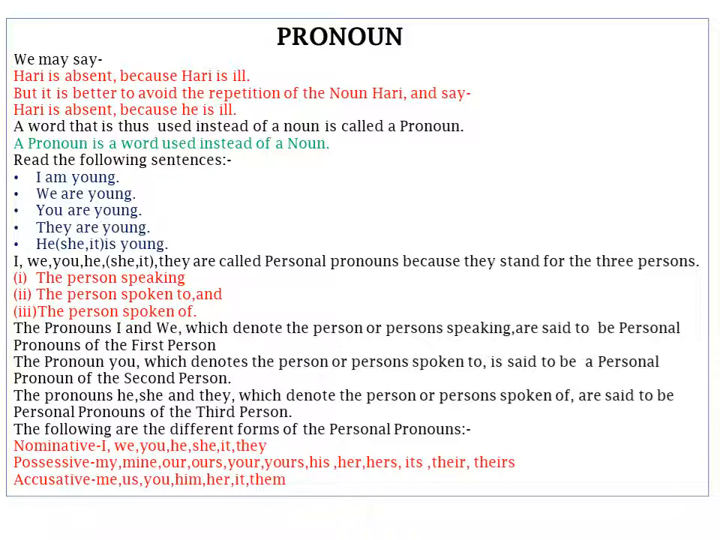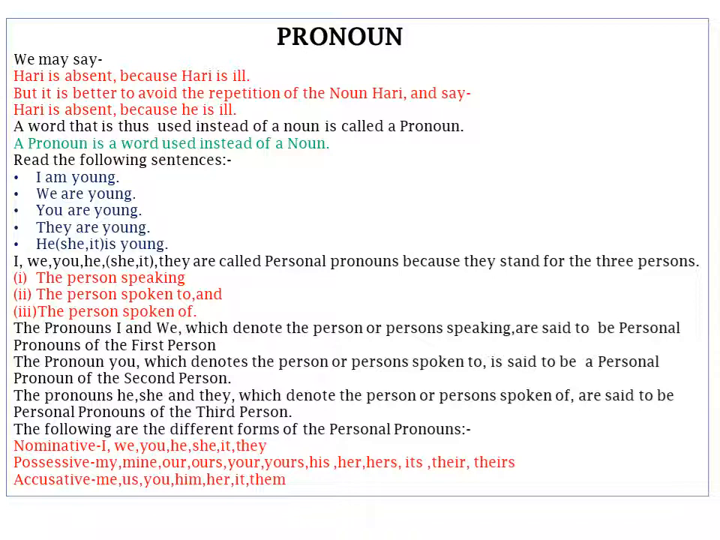We have got one example here. Harry is absent because Harry is ill. In this sentence, you can see the name Harry is used twice, two times. But it is better to avoid the repetition of the noun Harry and say Harry is absent because he is ill.